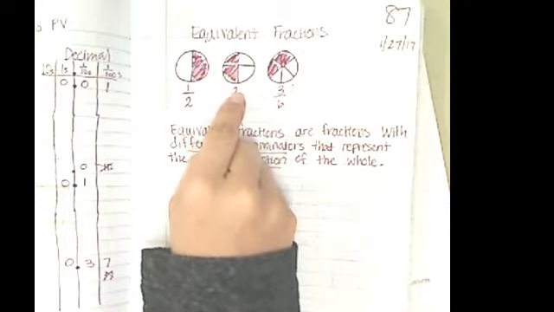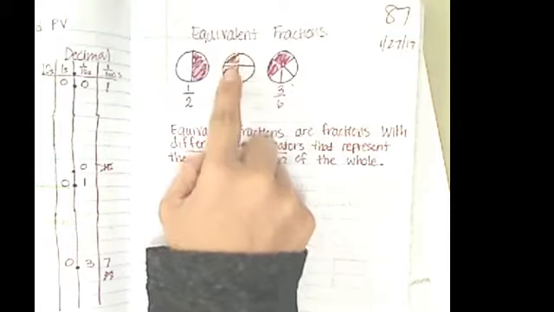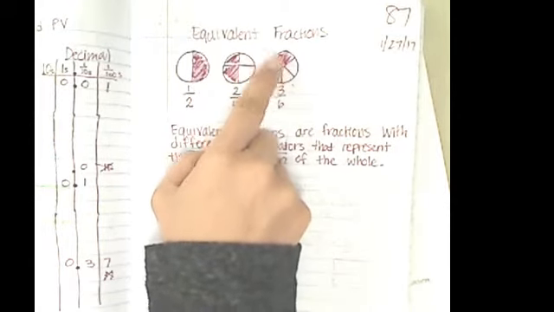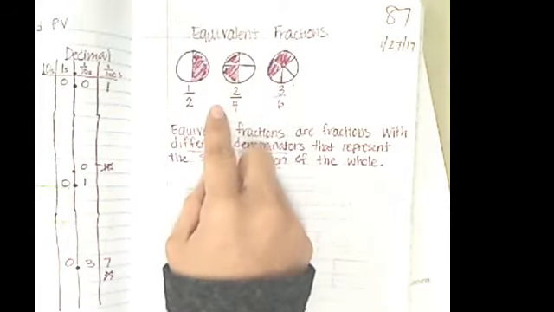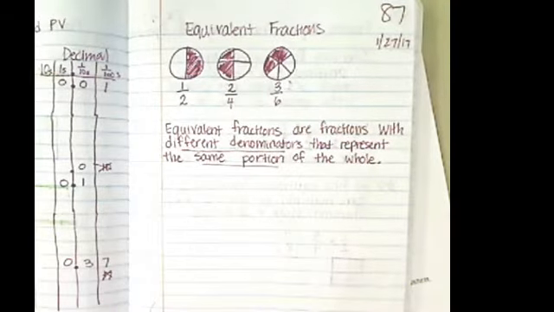So we're not counting the number of pieces. We want to see how proportionate it is. And as long as we're giving the same portion of the whole, we're giving equivalent fractions.